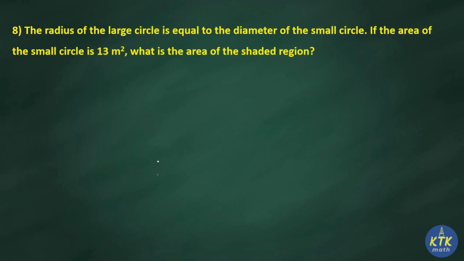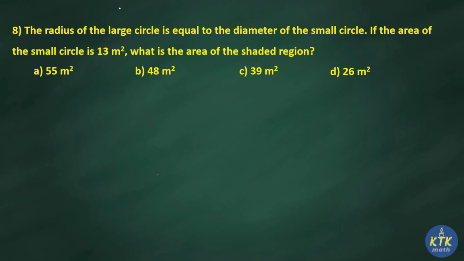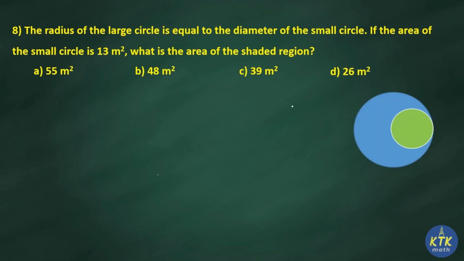Question number 8, it's a very interesting question. The radius of large circle is equal to diameter of small circle. If the area of small circle is 13 meter square, what is the area of shaded region? So it's a diagram based question. Diagram will appear now. Radius of large circle is equal to diameter of small circle. So this is how it's mentioned here.